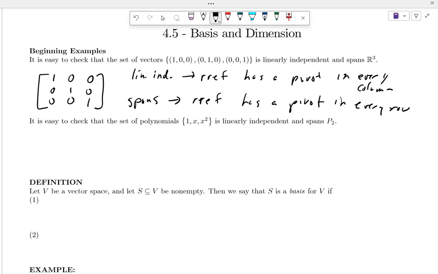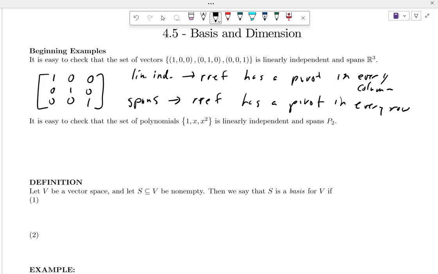If you don't have a pivot in every column, that corresponds to a free variable, which means your homogeneous system has how many solutions if you have a free variable? Infinitely many. So there's not just one way to write the zero vector, there's infinitely many ways to write the zero vector, right? So it can't be linearly independent. That's why we need a pivot in every column.